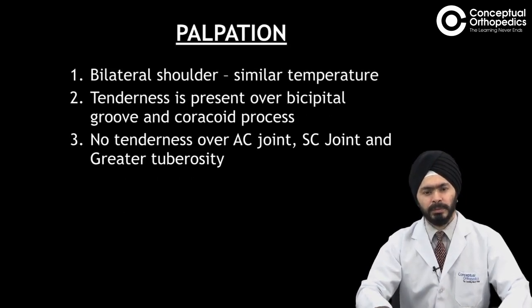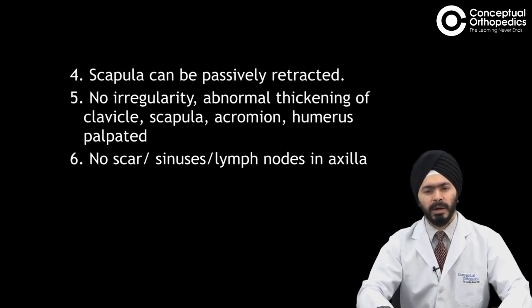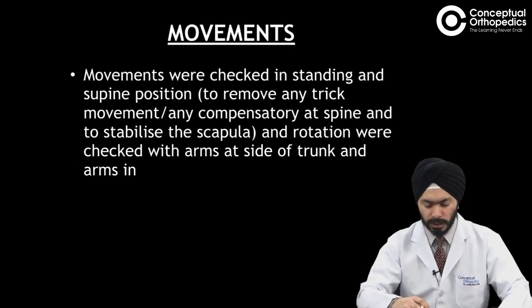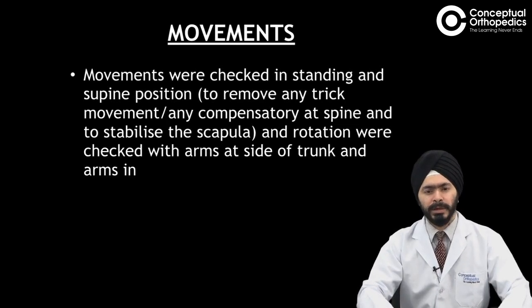In palpation, again, you start with the temperature using the dorsal aspect of your hand. So bilateral shoulder temperature should be checked, then tenderness should be checked over bicipital groove, coracoid, AC joint, SC joint. So tenderness may be present in the biceps groove in these patients. Scapula, tell about retractability of scapula, any abnormal thickening or irregularity of the bones, any scars, sinuses, lymph nodes in the axilla.